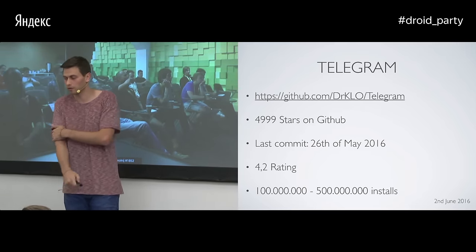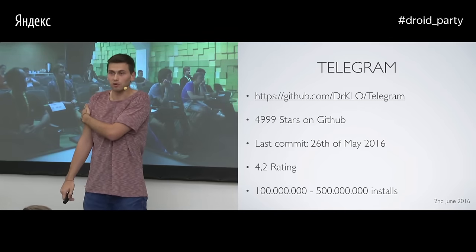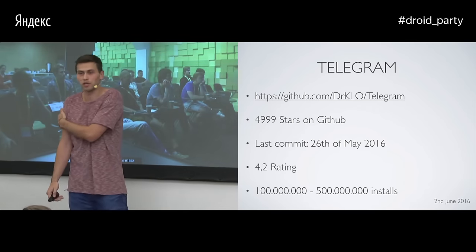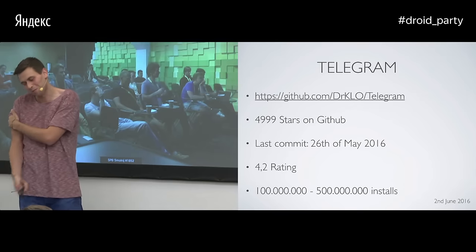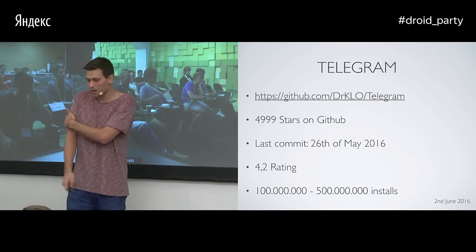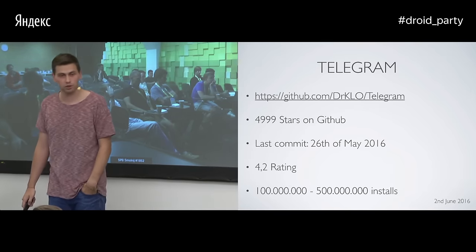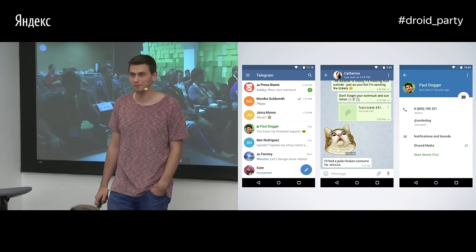So the next application is Telegram. Telegram, maybe some of you know, is some kind of WhatsApp alternative with security in mind, and has 4.9 stars. Sorry about that. But no, it's a great app. And it also has a 4.5 rating and quite a huge number of installs. It looks like this.